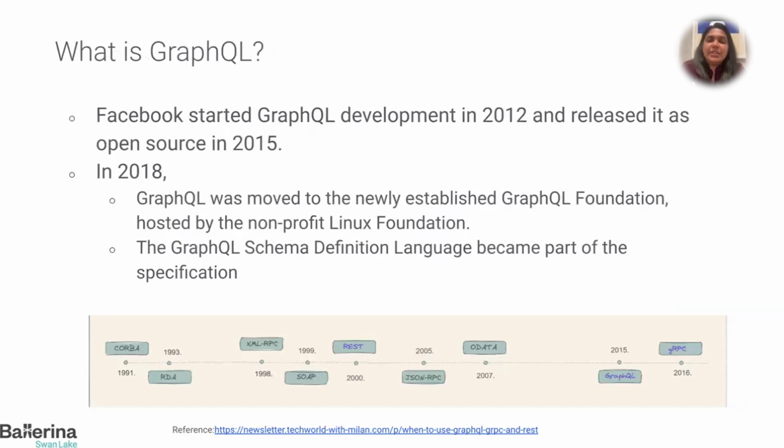Before that, if we talk about the history a little bit, it started around 2012 by Facebook, and they released it as an open source project in 2015. And in 2018, it was moved to the GraphQL Foundation, which is a nonprofit Linux foundation. So it's a very popular open source technology and specification as of now.